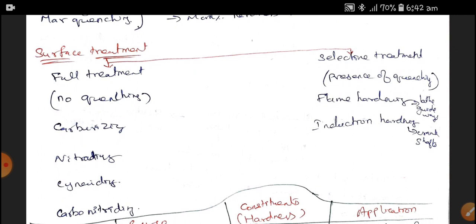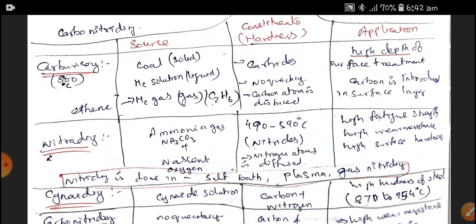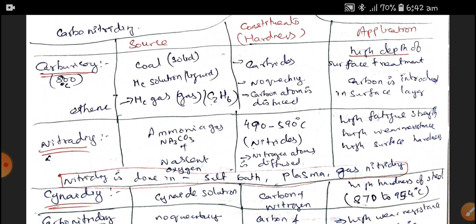So here we are going to discuss those processes. The different types of processes are on our left, and the constituents, hardness and applications have been tabulated in detail. First of all, carburizing. In the carburizing process, the material is heated at 800 degrees Celsius, and carburizing can be done in three forms: solid, liquid and gas.